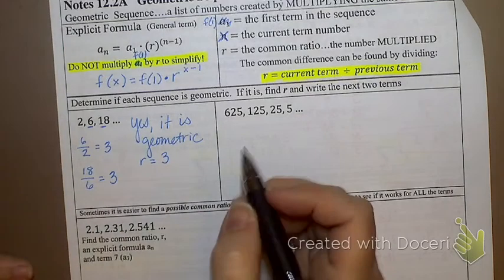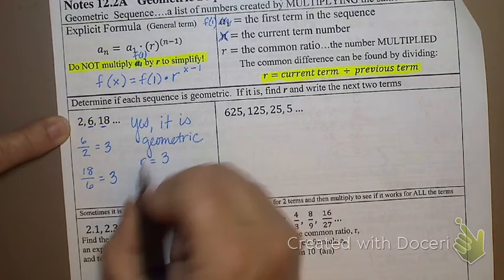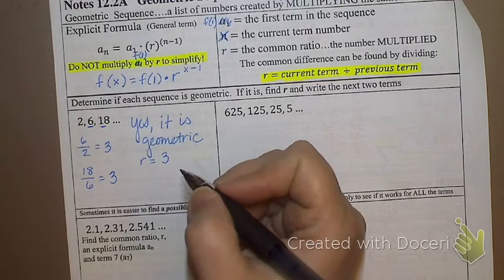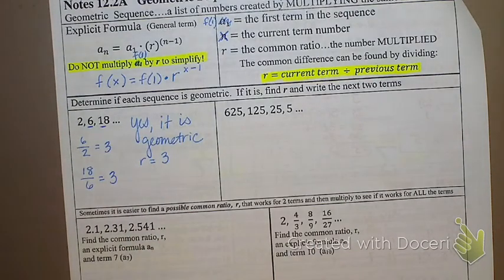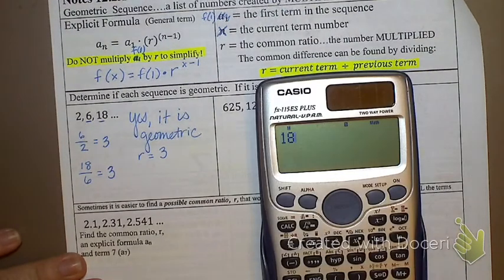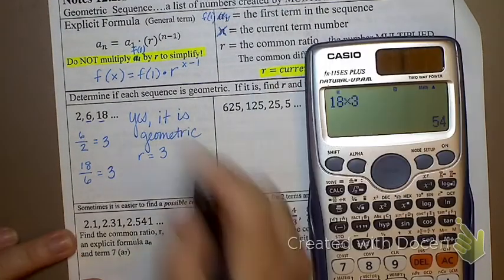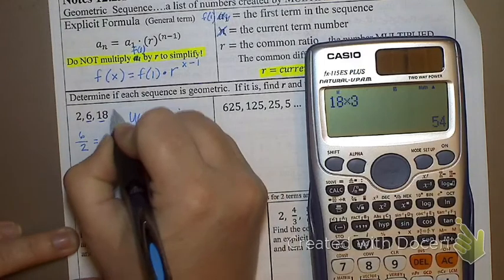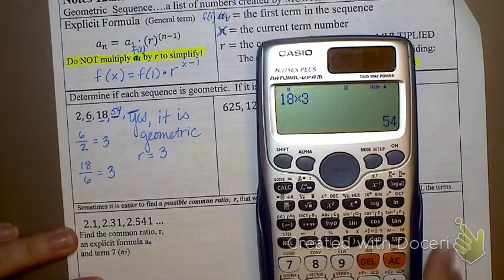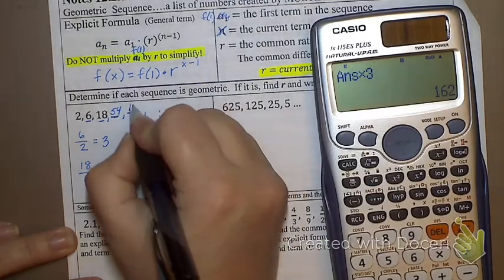Okay? Let's see. The next two terms, what would the fourth term be? How would I find it? 18 times 3. Get my calculator. 18 times 3, is that 54? Yep. So let's see, this would be 54. And what would the next term be? 54 times 3, 162.